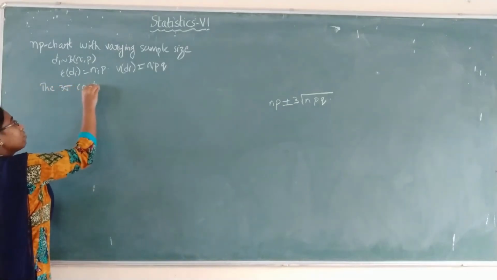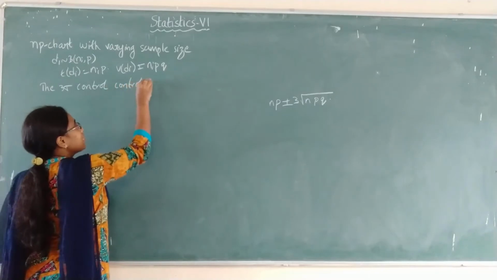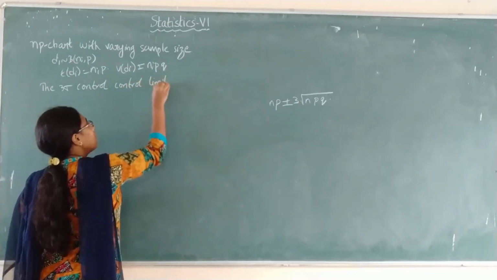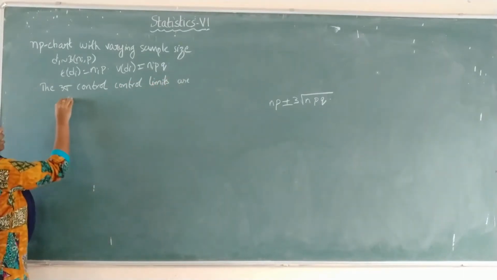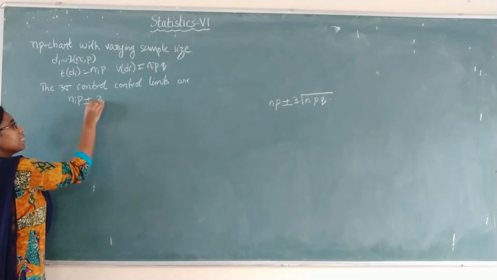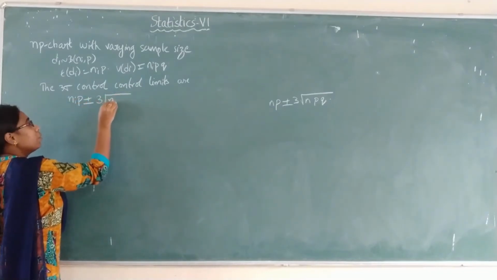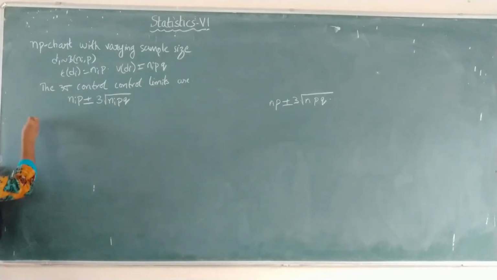So the control limits will be the 3 sigma control limits. In place of N, we will get Ni, right? So there are different sample sizes. So what are the 3 sigma control limits? Ni P plus or minus 3 into under root Ni P Q. So here also you will be having 2 cases.